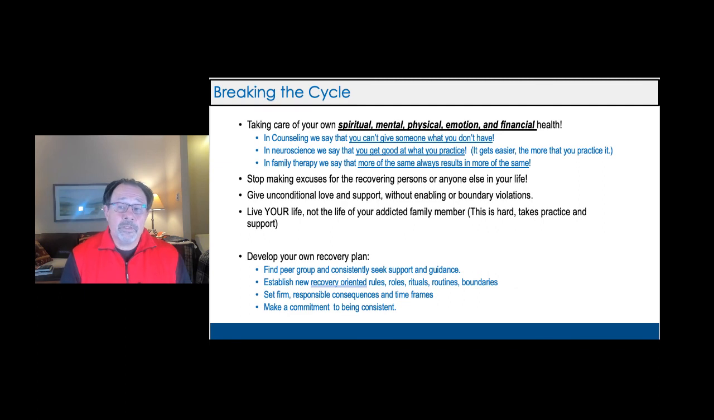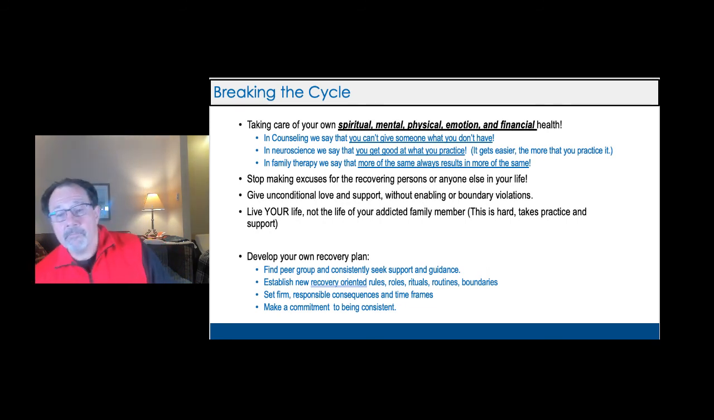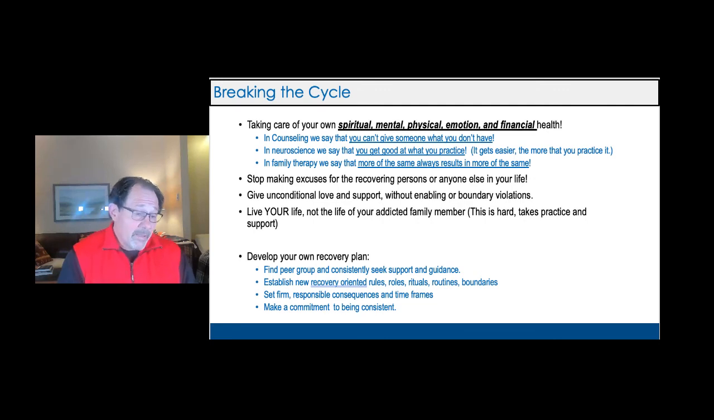In family therapy, we say that more of the same always results in more of the same. And so this idea of beginning to infuse change is really the best process. So I'll teach you resourcing on Wednesday. We can do it over Zoom. That's not a problem. And so stop making excuses for your loved one. They have an illness. Everything they do is part of that illness. They're asking you to sign off on it by enabling. And the idea of I love you too much to continue to do that.